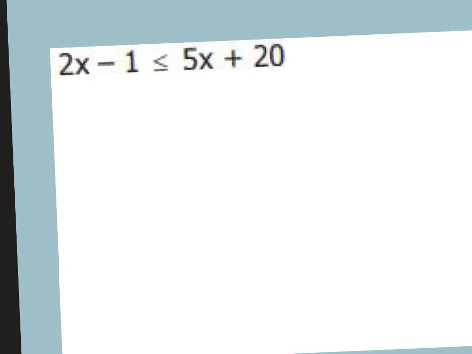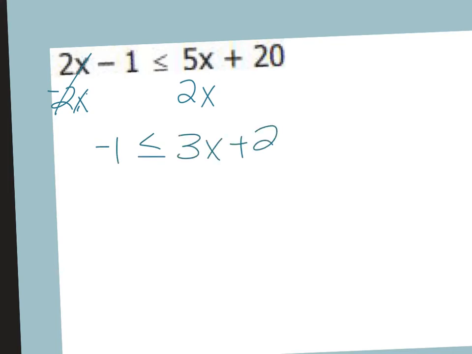Now, I have no distribution to worry about, so again, we have a choice. I can either subtract the 2x or the 5x. I'm going to go ahead and subtract the 2x because I know that'll avoid a negative for me, at least as a coefficient there. So then I'm left with negative 1 is less than or equal to 3x plus 20. I subtract 21 on both sides.